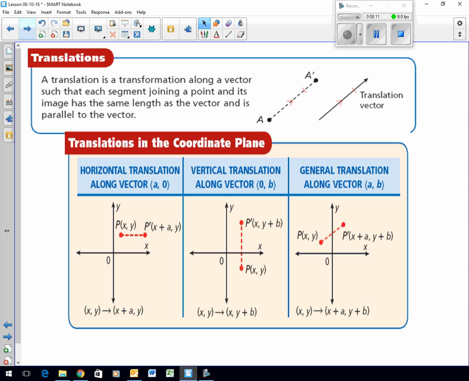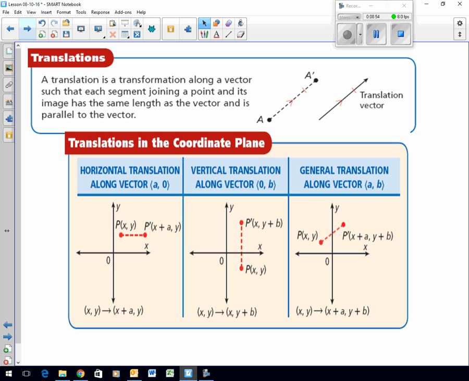Horizontal translations along a vector. If I move horizontally, all I change is my x value, right or left. If my x value that I'm translating is negative, I go left. If it's positive, I go to the right. For a vertical translation, I'm moving it up or down. If my y value is positive, I go up. If it's negative, I go down. Notice something. Did my x values ever change? No, I never moved along the x-axis. Here, did my y values ever change? No, I never moved along the y-axis.